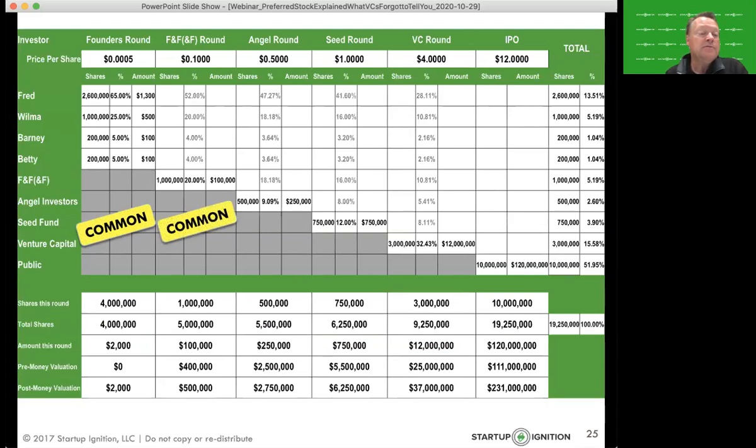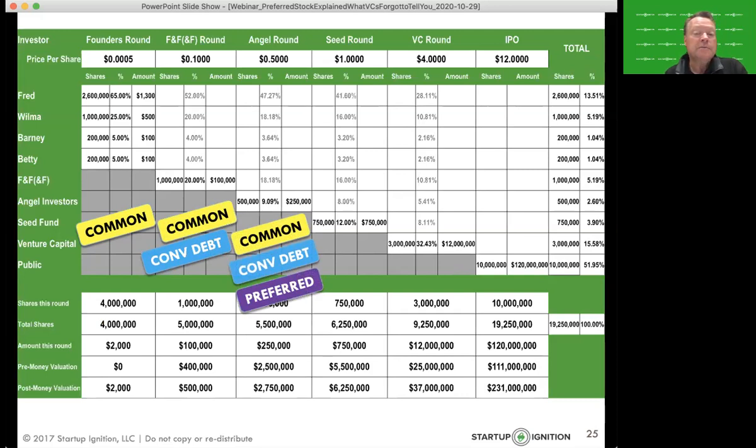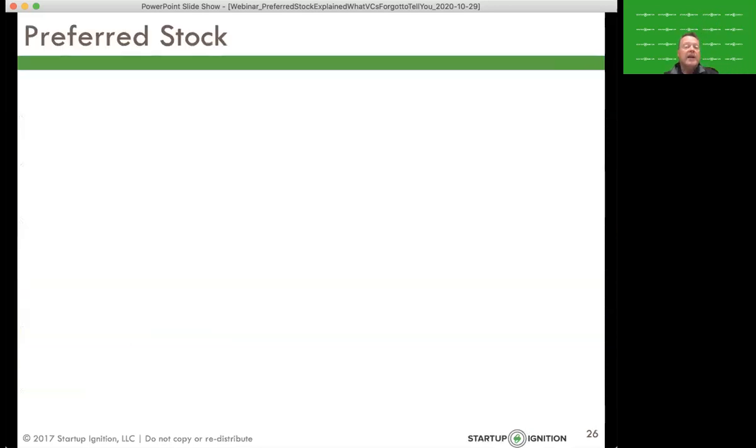Then in the friends and family round, it's usually common stock, but possibly could be convertible debt. And then in the angel round, we're looking at common stock, convertible debt, and maybe some sophisticated angels might ask for preferred stock. As we go into institutional investors from seed, venture funds, and VCs, we're looking at preferred stock almost exclusively. So what is this about preferred stock? Why is it important, and what are the implications? First of all, when we go back to IPO, we get rid of all preferred stock and go back to common. With that said, let's go through preferred stock and explain what it is.